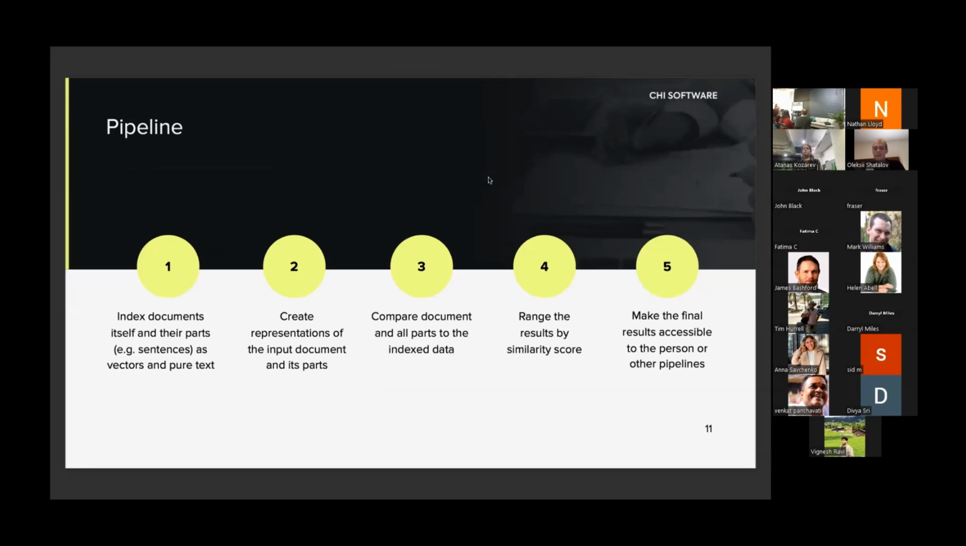So the basic pipeline that we're going to implement is the first one: index documents themselves and their parts, for example sentences, maybe paragraphs or chapters, as vectors and pure text. Then the second step is to create representations of the input documents and their parts. Then we should compare the document and all parts to the indexed data. Then we should rank the results by similarity score and make the final results accessible to the person or other pipelines. Next slide, please.